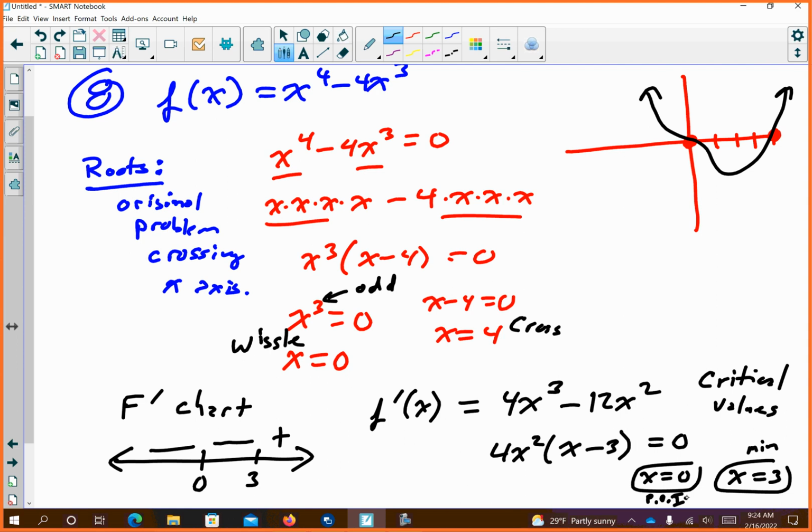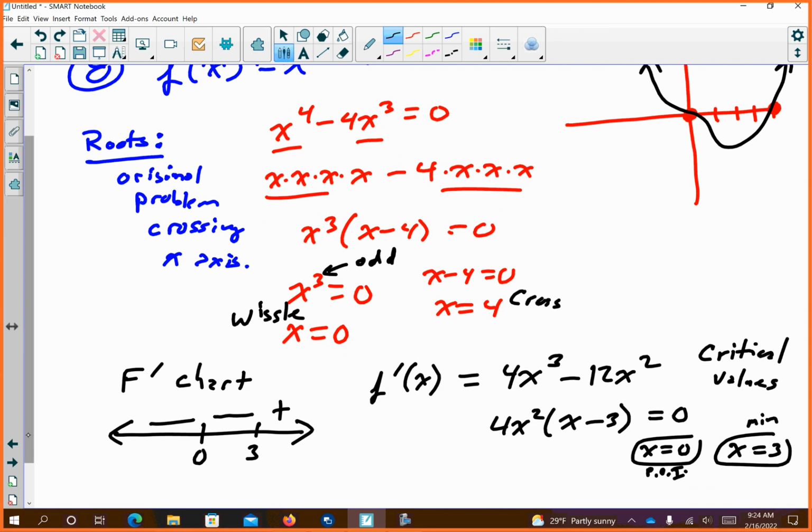Intervals increasing. Ooh, intervals while increasing. So increasing means the slope is positive. So it's increasing here. It's increasing from 3 to infinity. Okay? Meaning it's going to continue to grow up there.